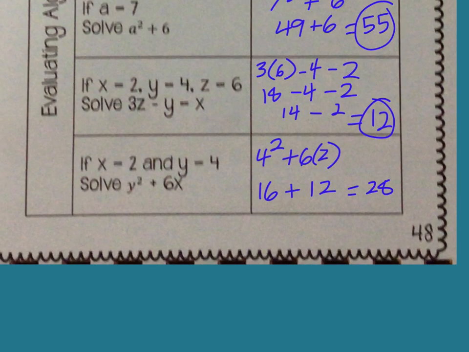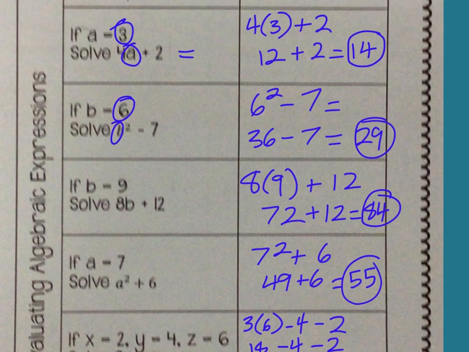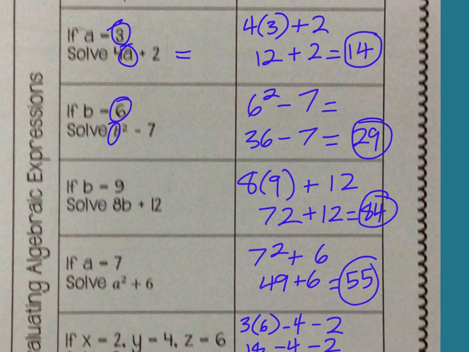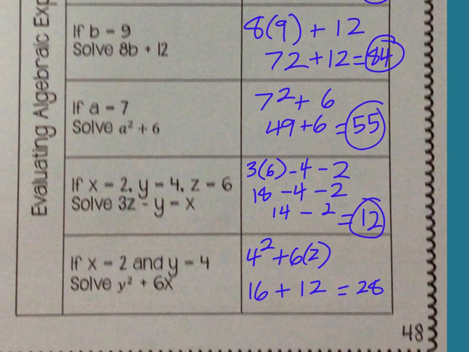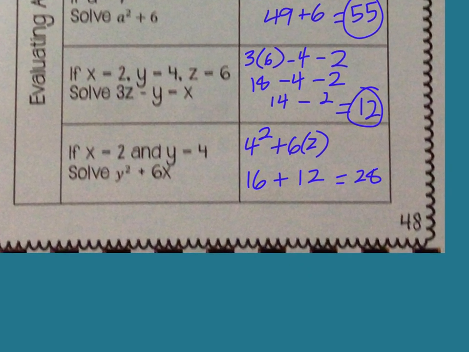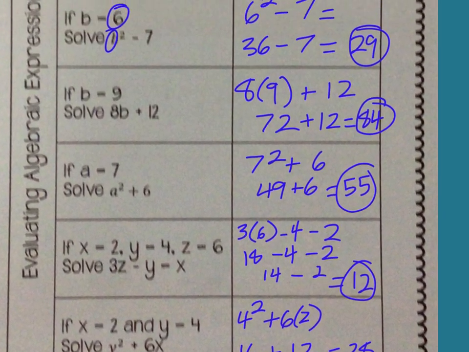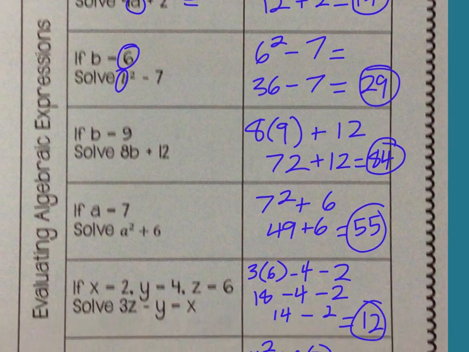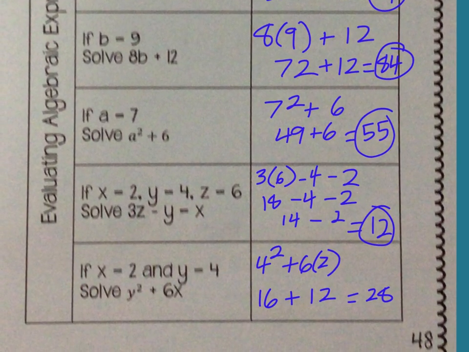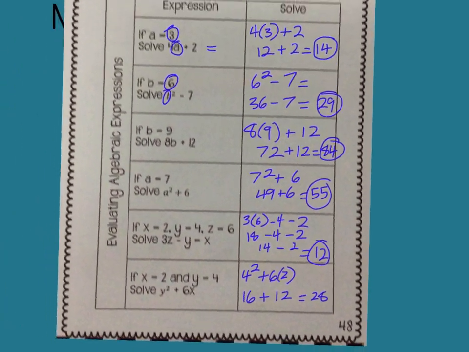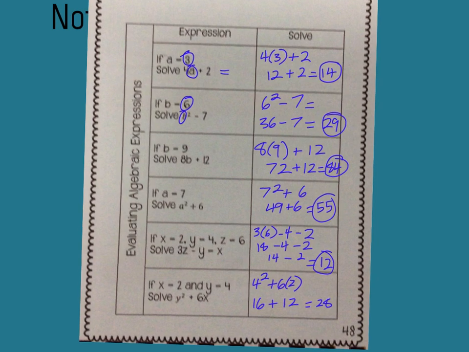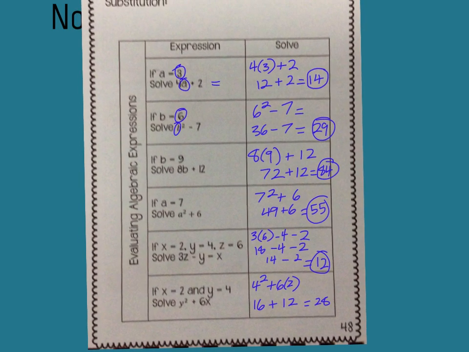All right, so let's take a look at those. So make sure that you got them right. So you should have 14, 29, 84, 55, 12, and 28 as your answers. Take a look at those, see if you did the operations correctly, following the order of operations. I'll shrink it down so you can see it all in one place in case you need to pause it. There you go. Let's move on.